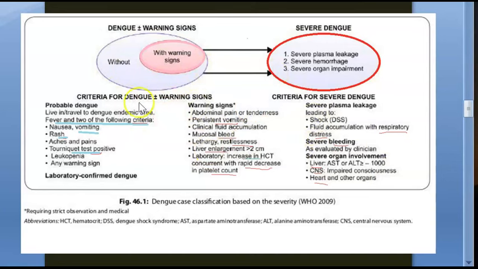Currently, the classification that they are using is this one. This is probable dengue, dengue with warning signs. Initially, it is without warning signs, then with warning signs, and then you have severe dengue. In severe dengue, you have dengue shock syndrome. Shock comes in severe dengue. Severe dengue will have these three things. What is that? Shock. Plasma leakage will lead to shock.